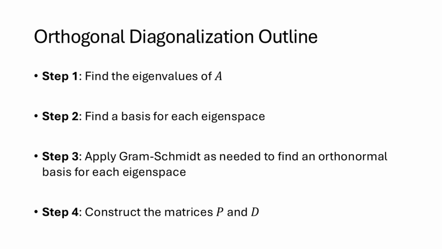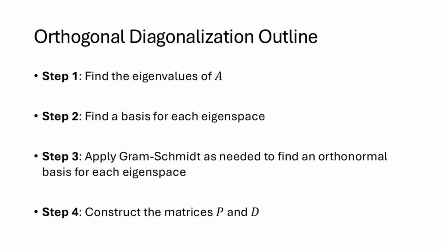But because we're looking for an orthogonal matrix P, not just an invertible matrix P, we need to find an orthonormal basis for each of those eigenspaces. So we'll use Gram-Schmidt to do that. And then finally, we'll construct the matrices P and D. The columns of P will be the orthonormal bases for the eigenspaces that we found in step 3, and then the diagonal entries of the matrix D will be the corresponding eigenvalues.